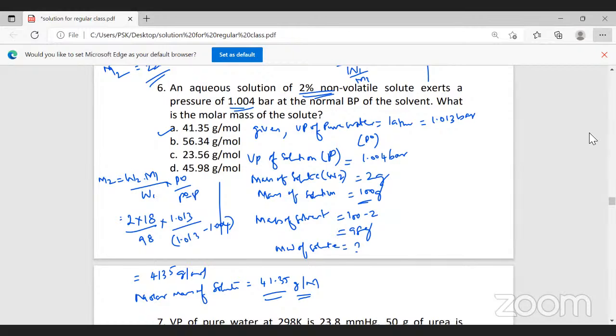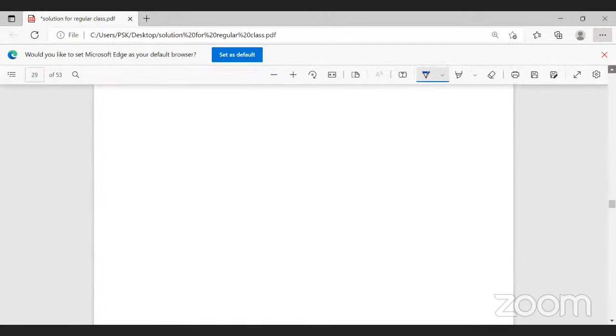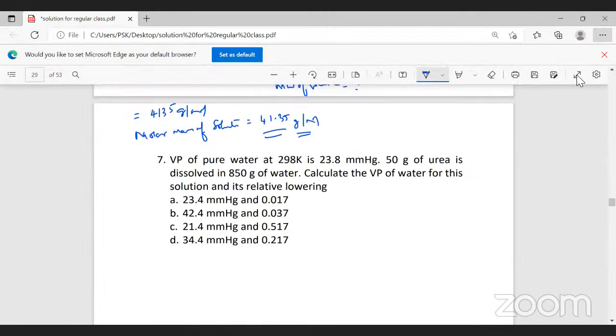Vapor pressure of pure water at 298 Kelvin is 23.8 millimeters of mercury. 50 grams of urea is dissolved in 850 grams of water. Calculate the vapor pressure of water for this solution and its relative lowering pressure.